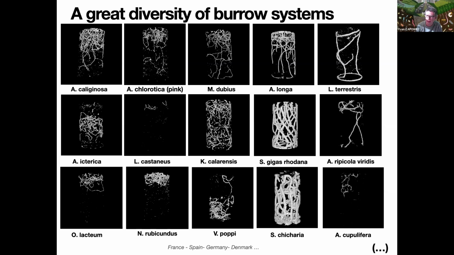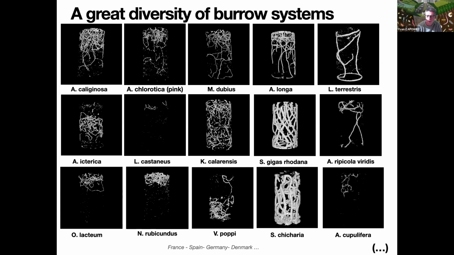And what is important to note is that, for example, there is a very, very intensive burrow system. Here, it's made by Scherotheca earthworms, for example, Scherotheca gigas rhodana and Scherotheca chicharia. As you can see, the worms were burrowing a lot, really. And on the other side, you can find lazy worms only burrowing close to the soil surface, such as Lumbricus castaneus, or something a bit less lazy, but still, Lumbricus terrestris is not burrowing extensively in the soil.